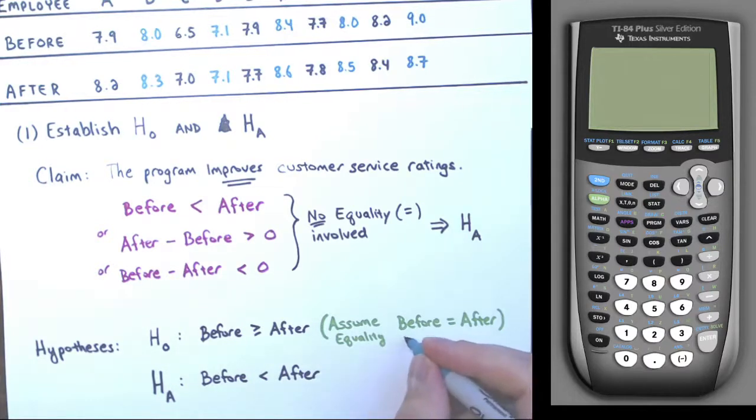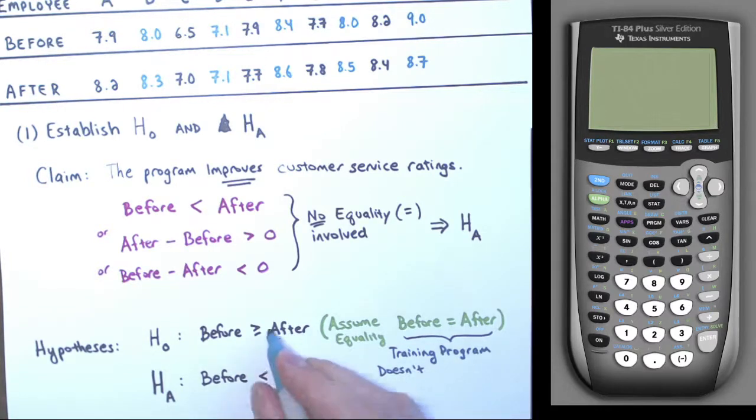You know, a way to say this in words, we'd be assuming that the training program doesn't affect or doesn't improve, if I really want to go with the opposite. Because remember, the alternate and null hypotheses should really be opposites or negations of each other. Doesn't improve scores, these customer service scores. In fact, we're assuming that they're just going to stay the same in general.